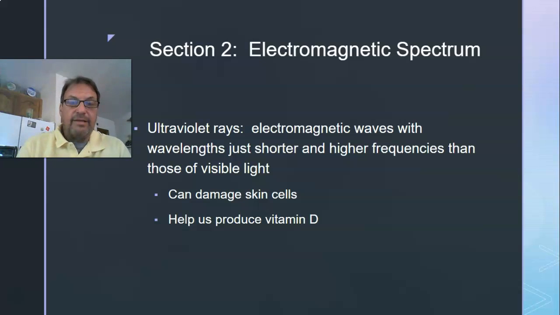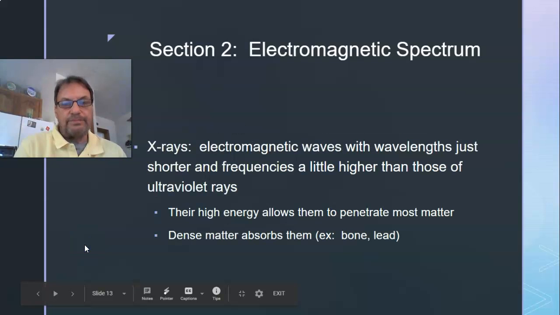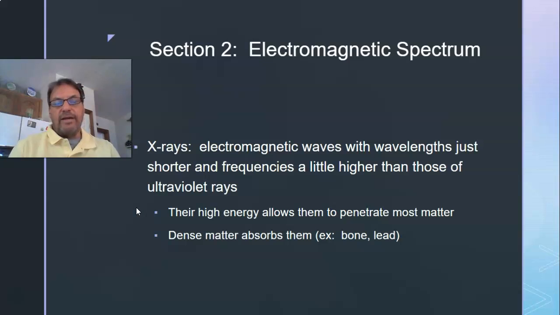Hopefully you're getting out a lot, but do protect your skin. I'm not going to bore you by reading this, but you do understand, once again, the relationship of the wavelengths and the frequency. As we move along, each of these particular types of rays is going to have a higher frequency. These can damage skin cells, but they do help us produce vitamin D. Sometimes when you go out in the sun, some of that is good for you because it does help your body build those strong bones. The next level up, as we get more and more energy, are x-rays.